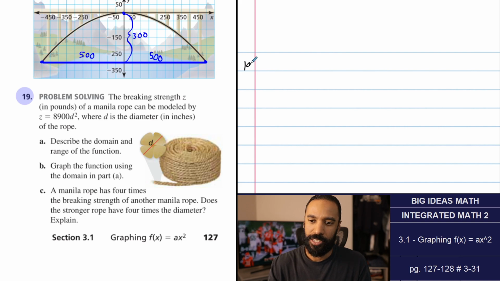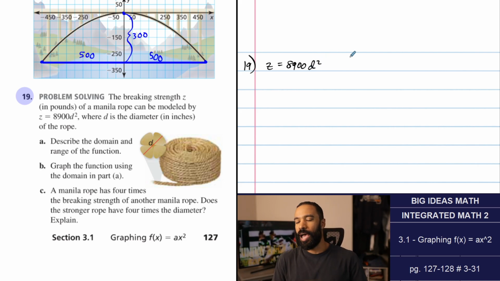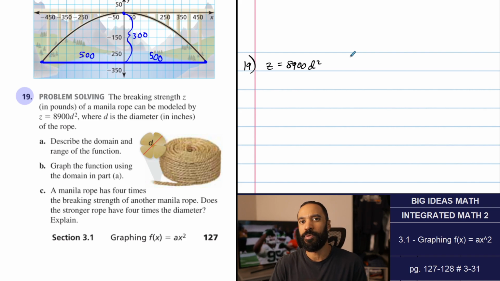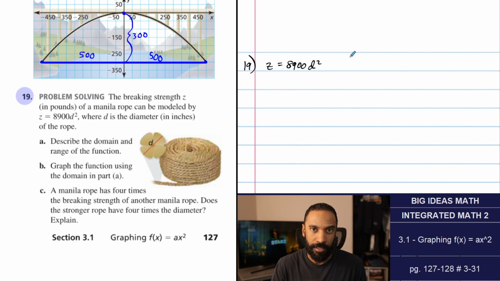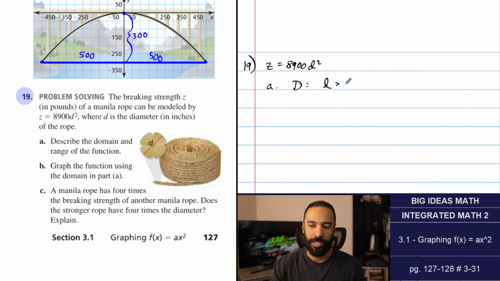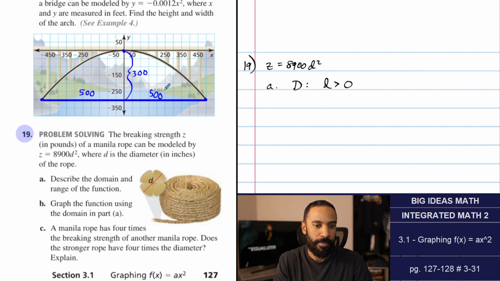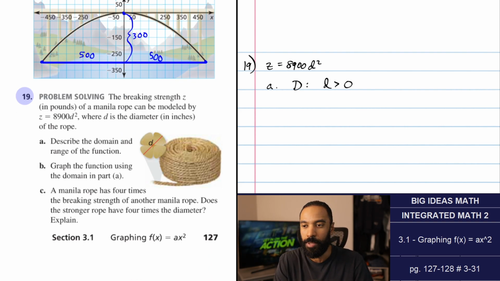So for number 19, we have Z equals 8,900 D squared. So let's describe the domain and range of the function. I just came off saying domain is all real numbers always, but you have to imagine that we do need a rope. So that rope needs a diameter. It means the diameter can't be negative, and it also can't be 0. So for this particular problem on part A, the domain is going to be D is greater than 0. That only makes sense for the context of the word problem. And word problems will have context things like that, just like this arch. This arch's domain isn't all real numbers because the arch doesn't go forever. It goes from negative 500 to positive 500. So it's limited on that.